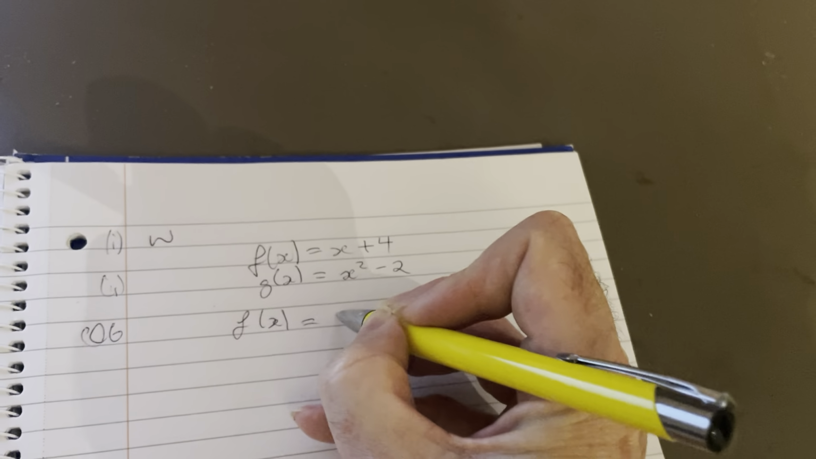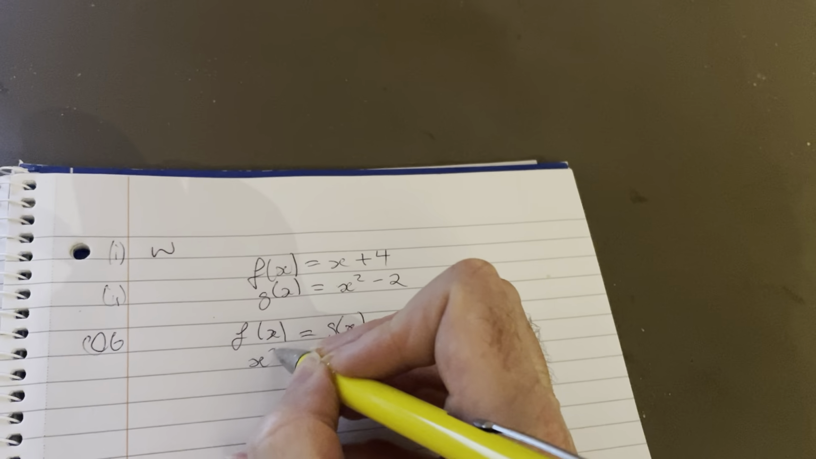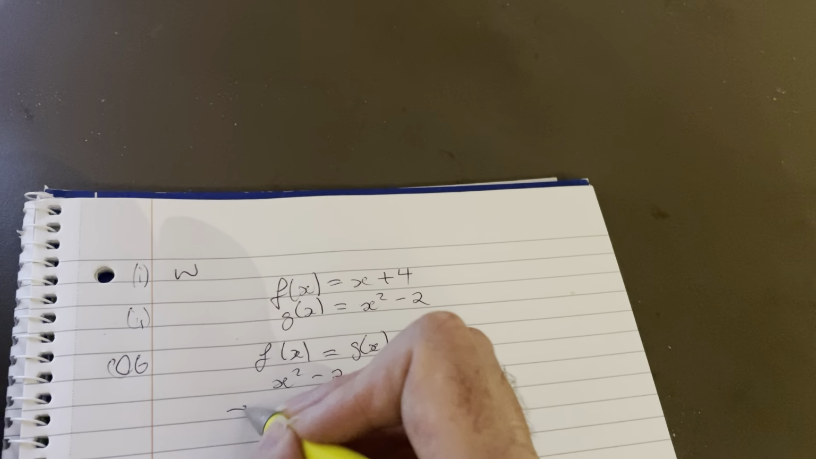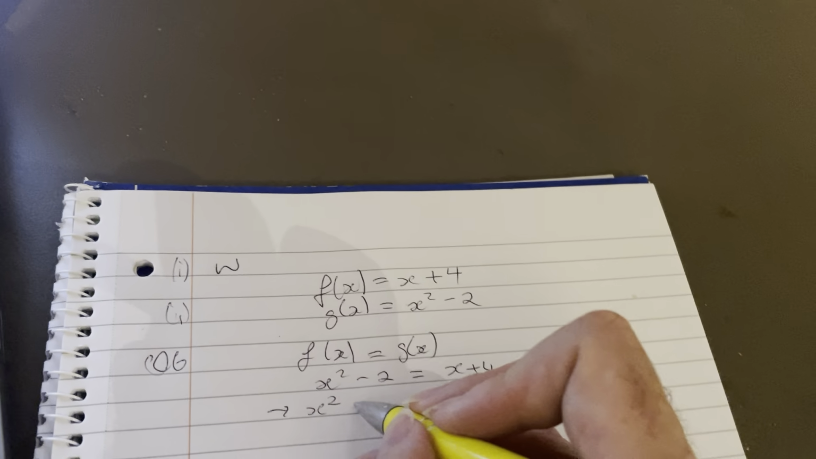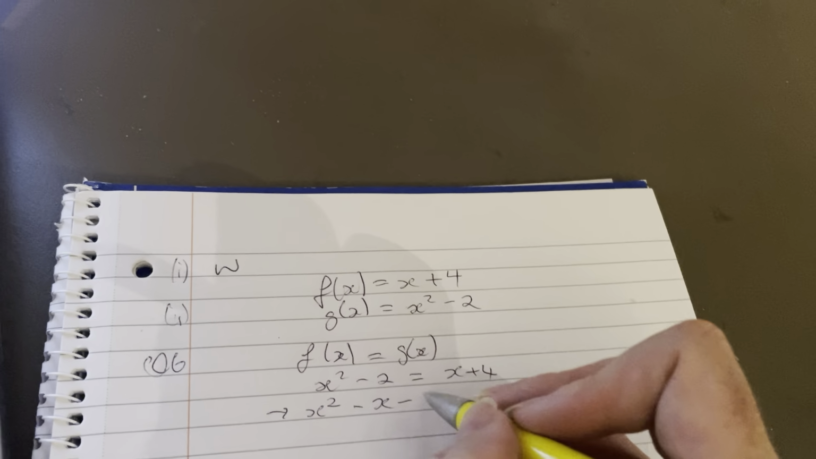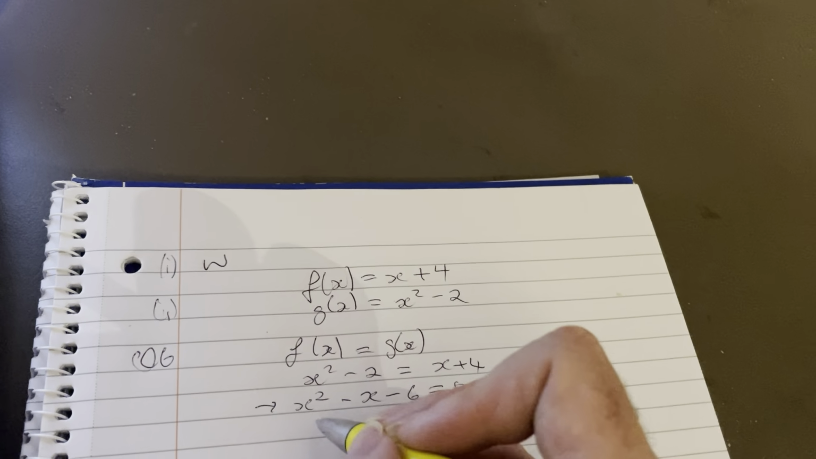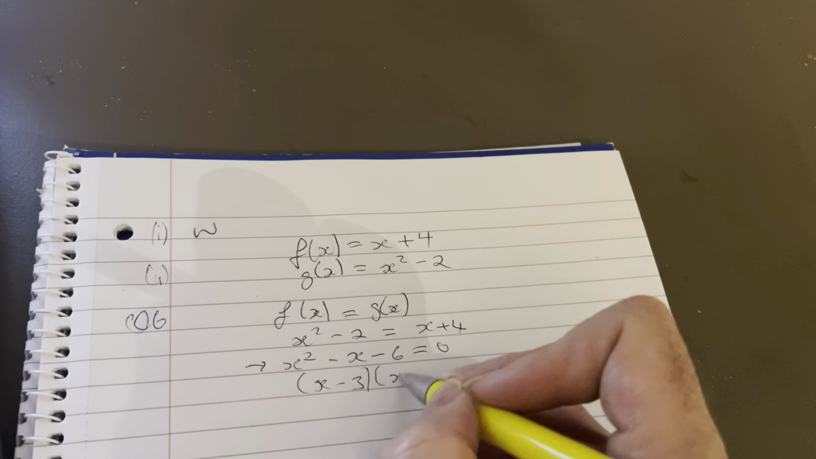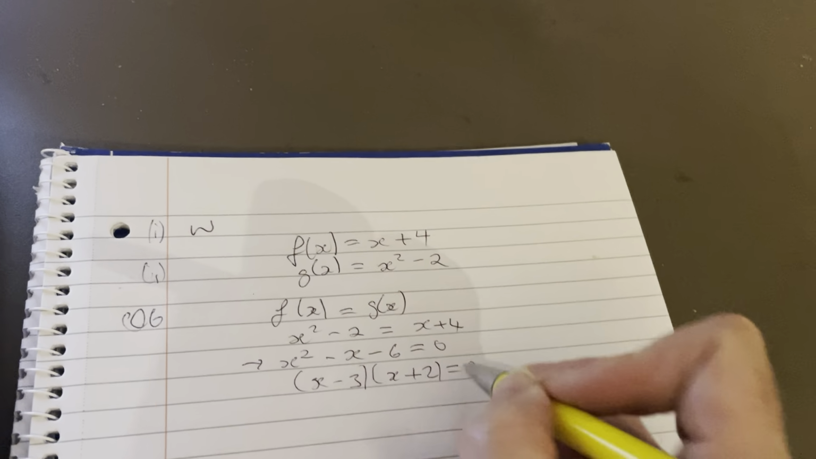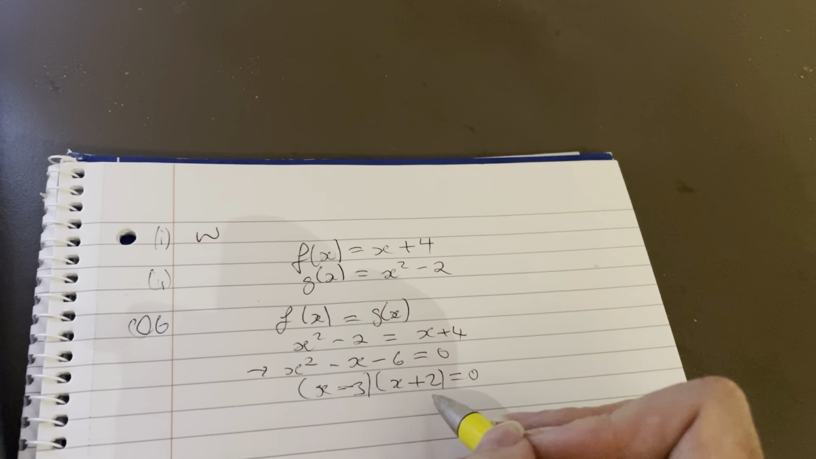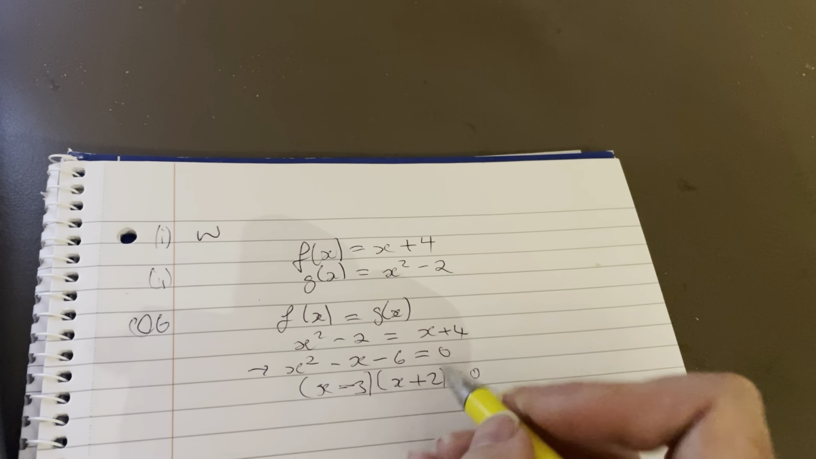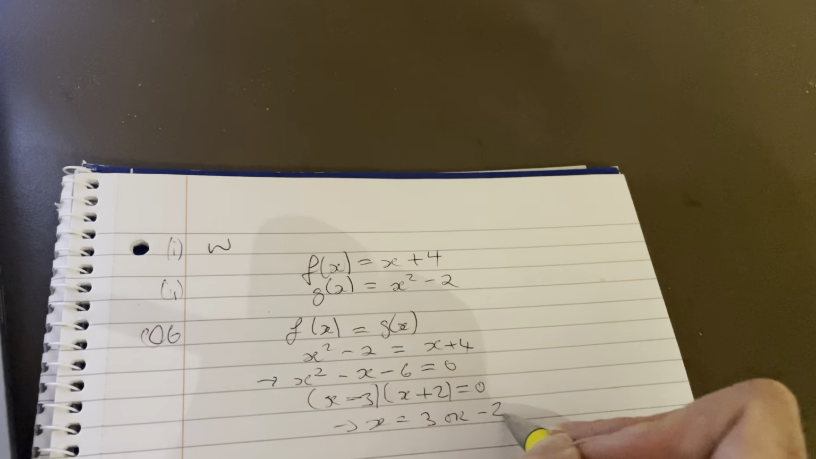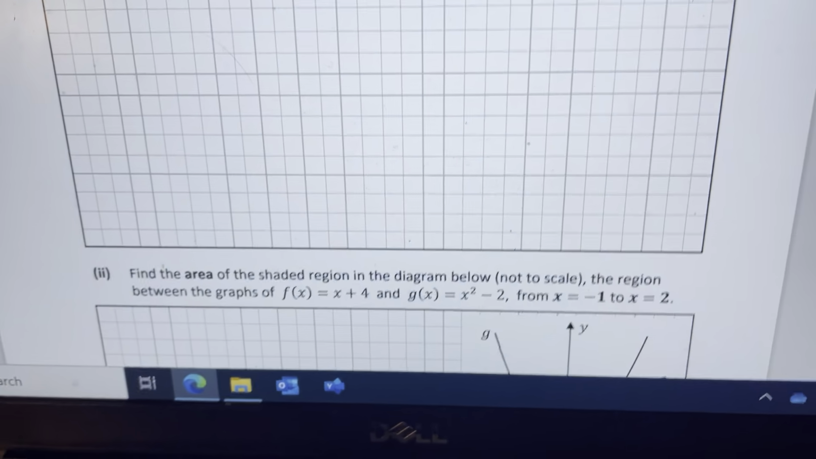So f of x is g of x. So all you have to do there is equate them, and you're probably going to get a quadratic out of that. So x squared minus x minus 6 is 0. Looks like it's going to factorize fairly easily. Minus 3 plus 2. Okay, with that goes minus 3, yeah. So x is equal to 3 or minus 2. Grand. And that's it. No follow-up question.